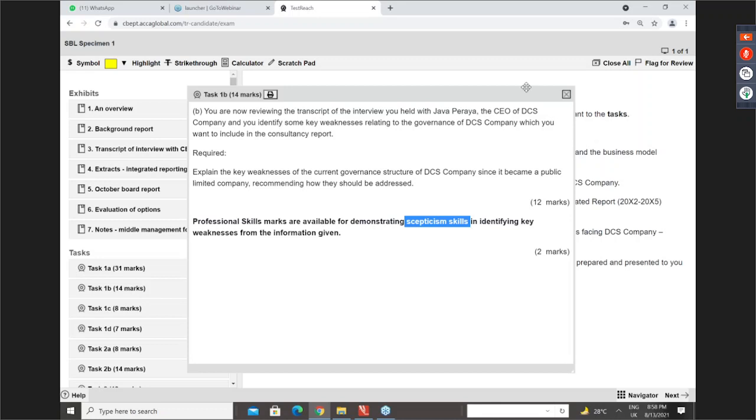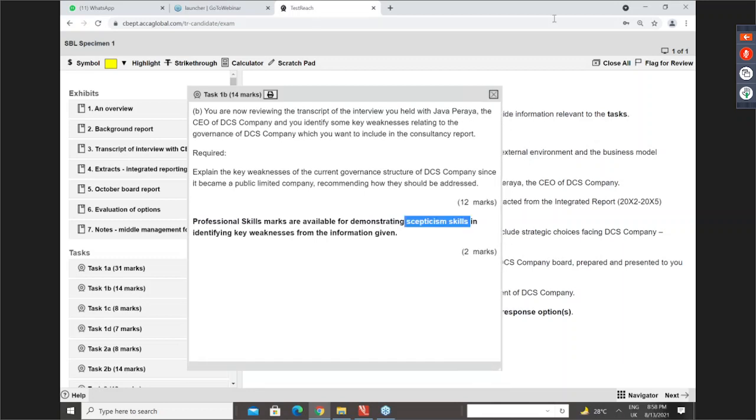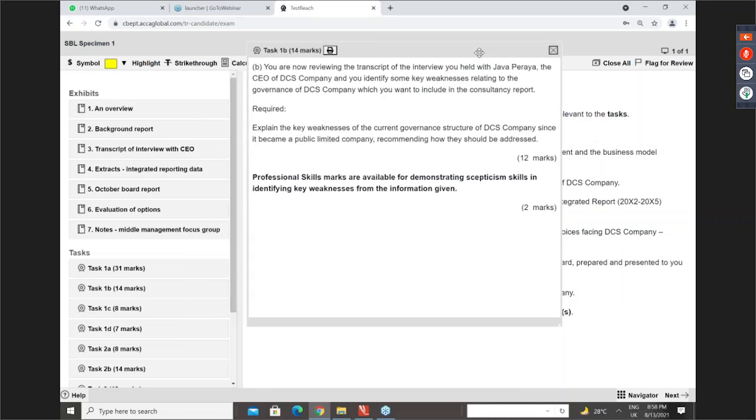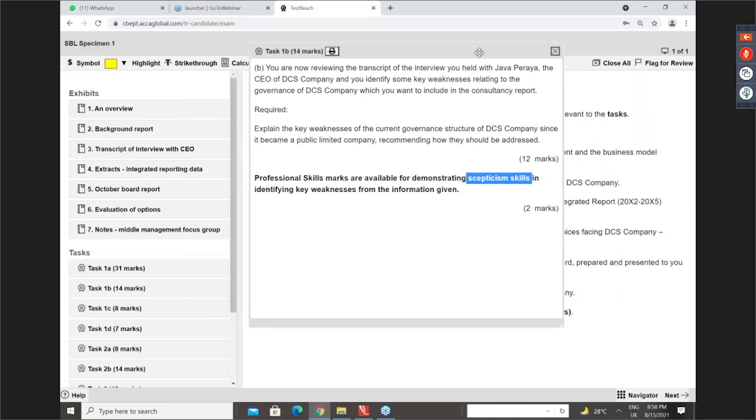So first thing first, how many total marks is this question? 12 plus 2, 14 marks. How many weaknesses do I have to identify? Can anybody tell me? 12 plus 2 is 14. Okay, 14 divided by 4, it's 3.5. So 4. Let's see your answers.